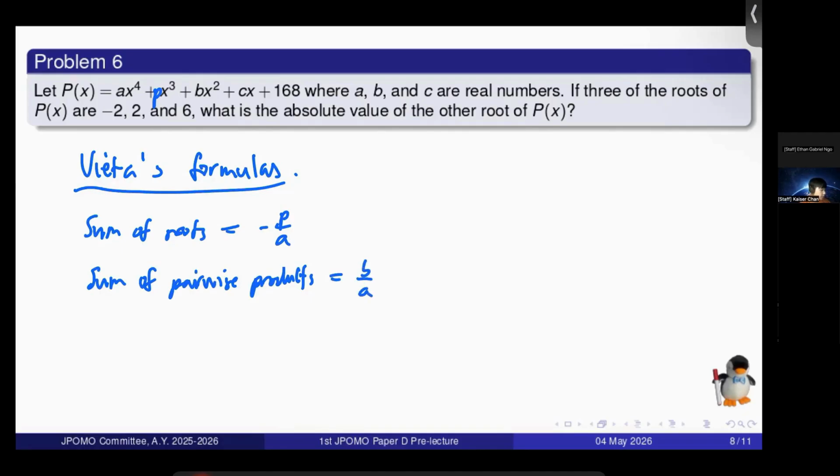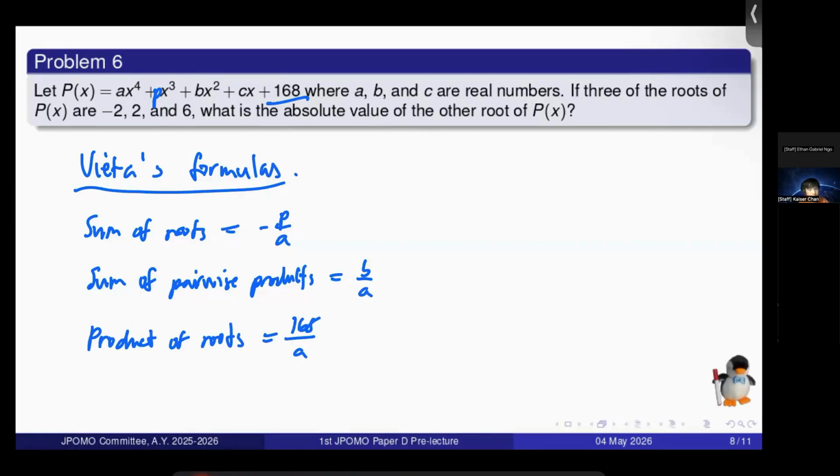And then we go on and on, alternating between negative and positive. So here, the last one, we will end with positive. The last one is the product of the roots. It's 168 over a. Okay, question so far? If none, I'll continue.